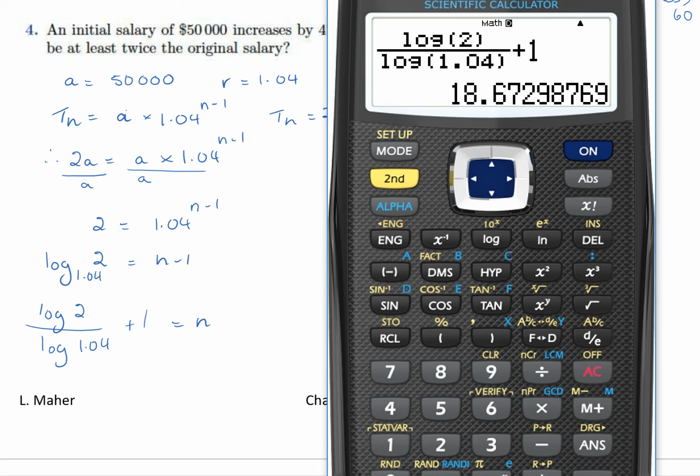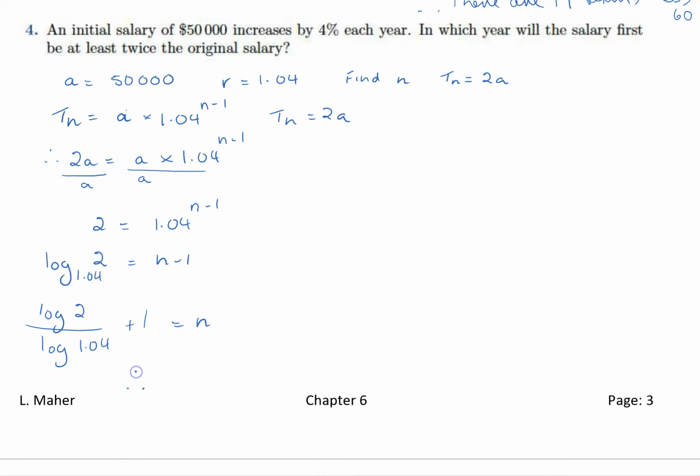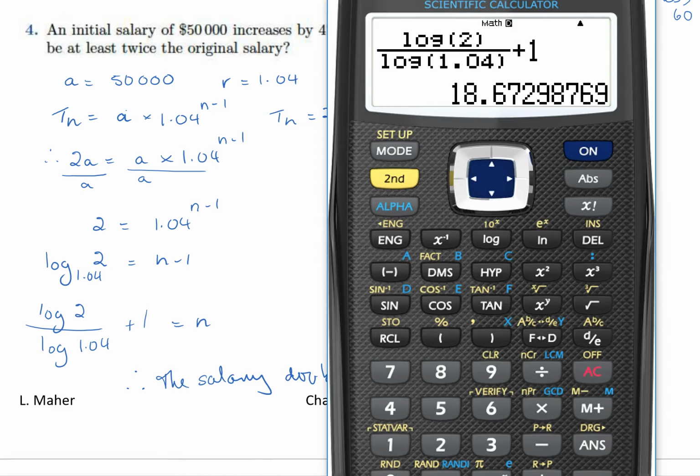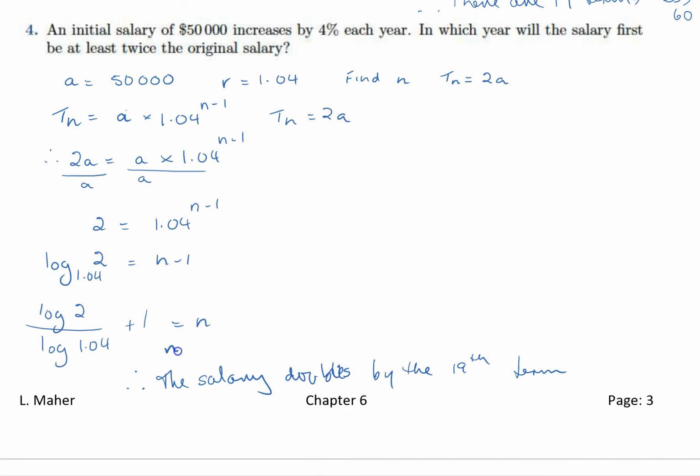And so did the salary double at the 18th term? No. But by the time you got to the 19th term, would it be doubled? Yes. Therefore, we say the salary doubles by the 19th term. And by the way, I should have copied down some of that result. I'll just do 18.67.